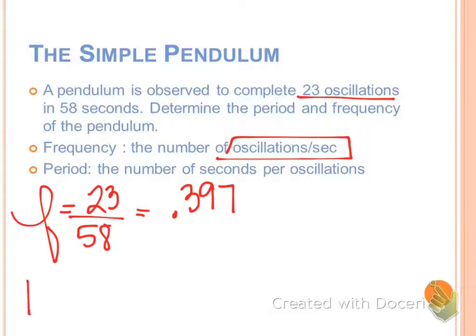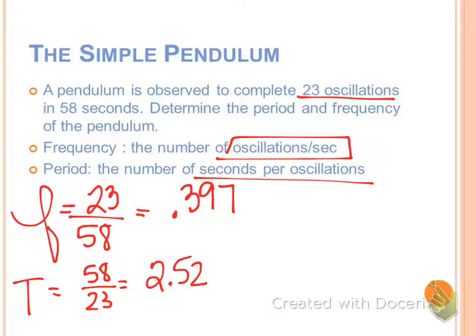And then the period, if I want seconds per oscillation, I would take 58 seconds divided by 23 oscillations, and I get 2.52 seconds. What's the other unit I could use for frequency? Hertz, good. I'm okay if you label it in hertz. Either way is fine.